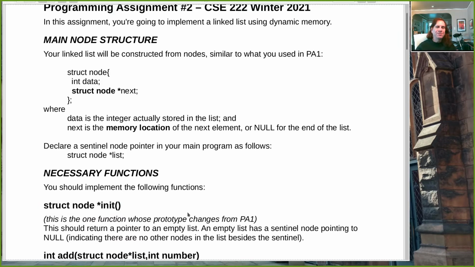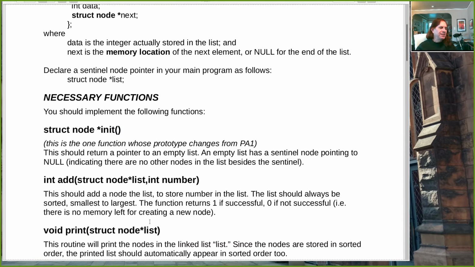All right, that's the only fundamental change. Add looks exactly the same. We pass a pointer to a struct node and we pass a number. Now notice in PA1, this first argument was actually an array. Right? It was an array of struct nodes, but we declared it as a pointer to a struct node. Well, we're still declaring it as a pointer to a struct node.